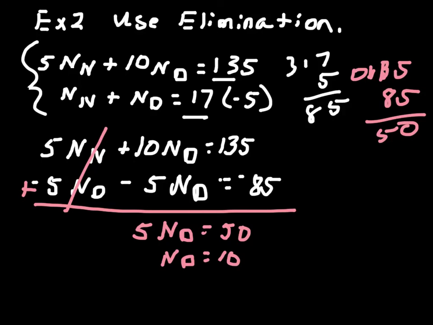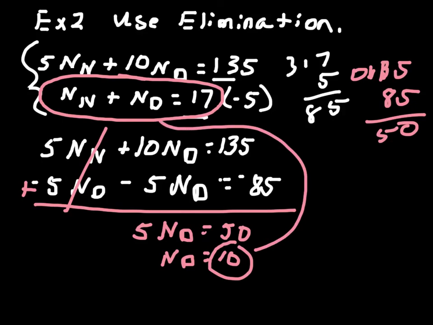Now, put 10 into one of these equations. Probably the easiest one is the second one because there's not as much work there. So put 10 in for the ND. So the number of nickels plus 10 equals, or adds up to, 17. Now I'll write that a little more clearly. So the number of nickels plus the number of dimes, which is 10, equals 17. Well, what number plus 10 is 17? Well, the number of nickels is 7.